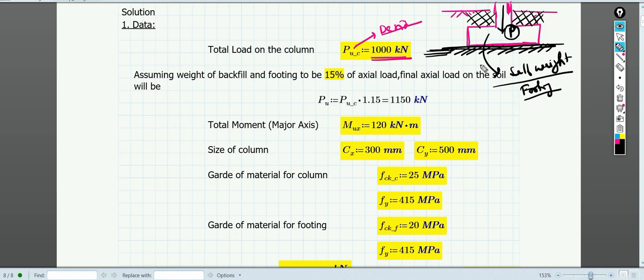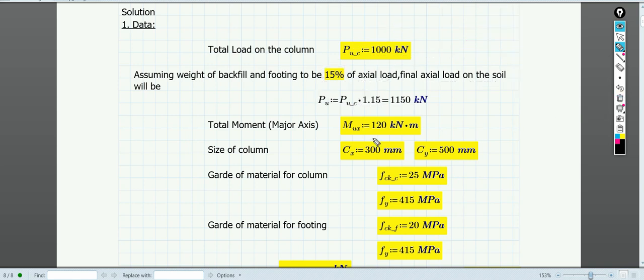Okay, so to take care of that, let us assume that this surcharge load, including self weight plus any soil which is over the footing, adding all this, is about 15% of the total load. It is just an assumption. The final load on the soil can be increased by 15%. So the total design or factored load on the soil at the edge of the footing will be PUC into 1.15. That will give you 1150 kilonewton.